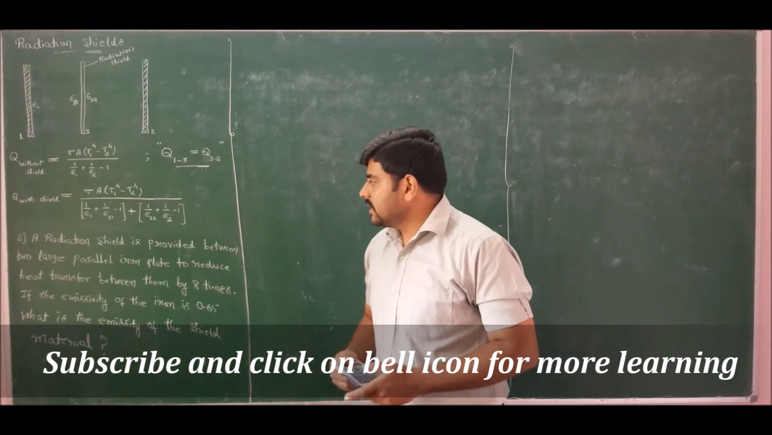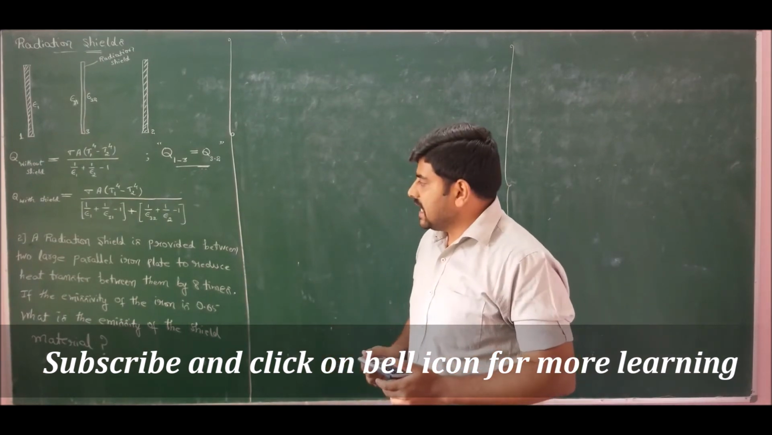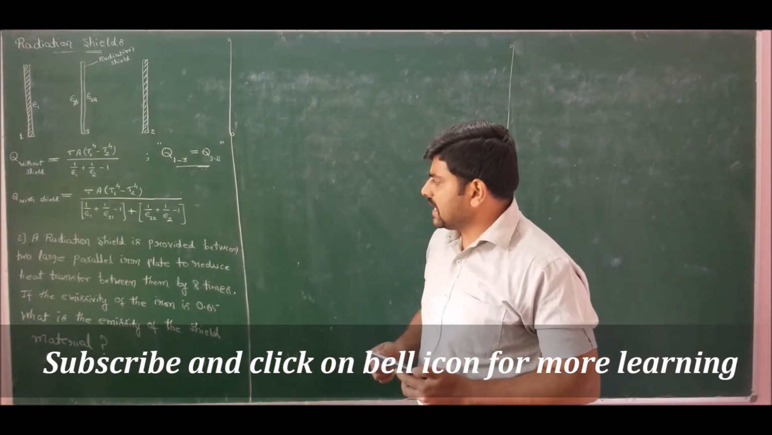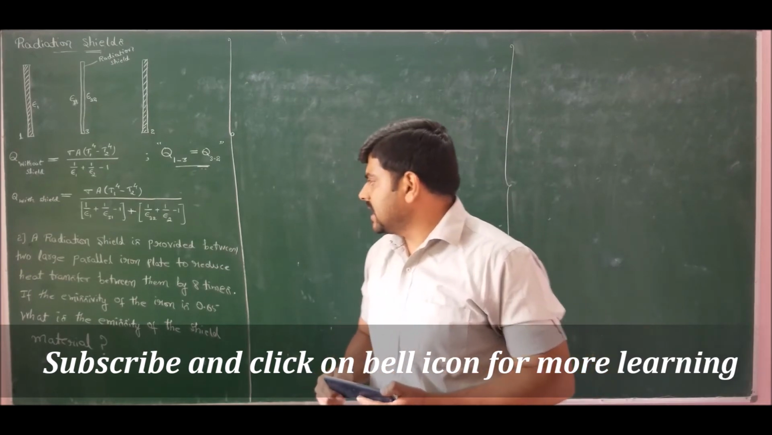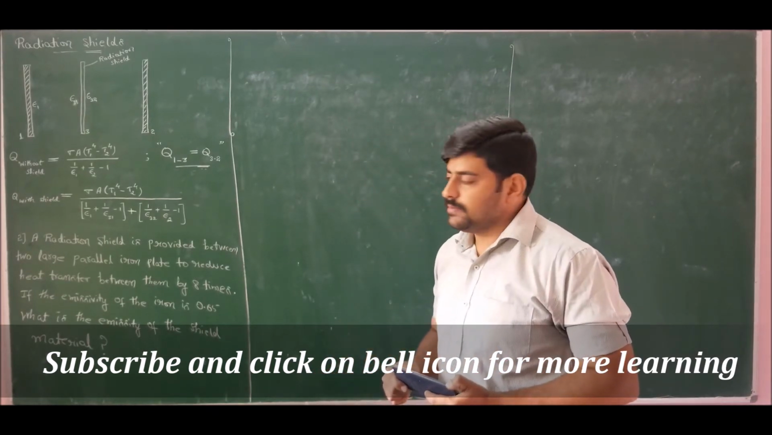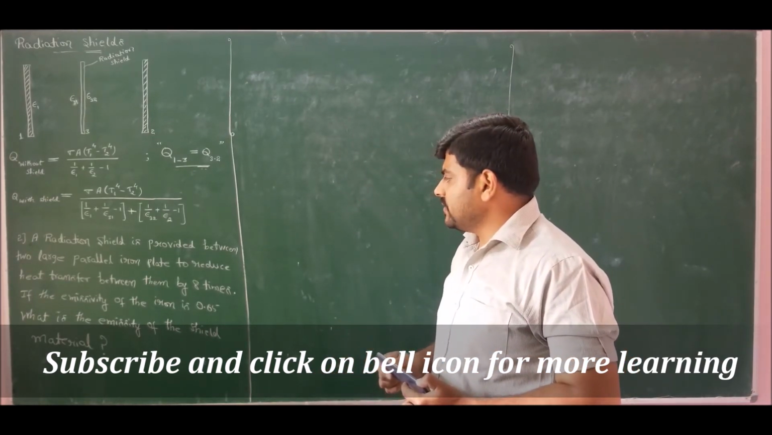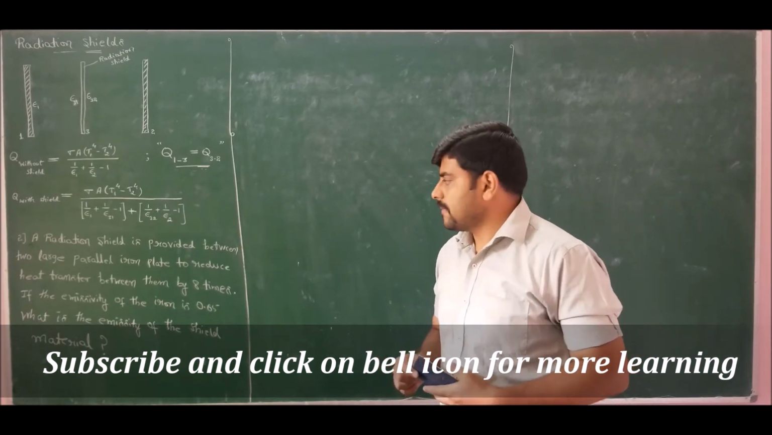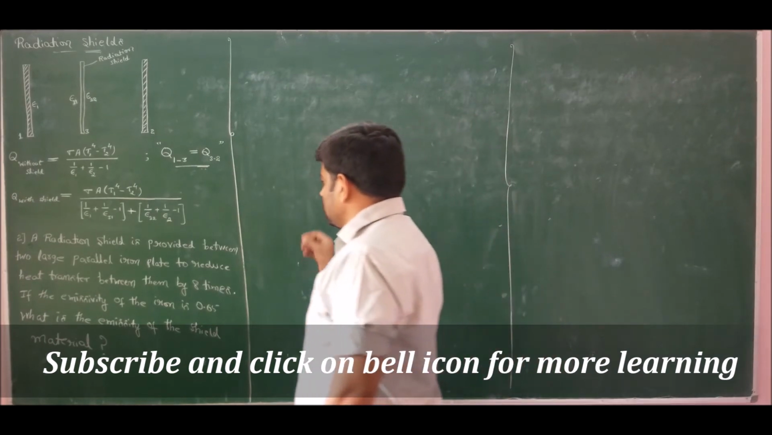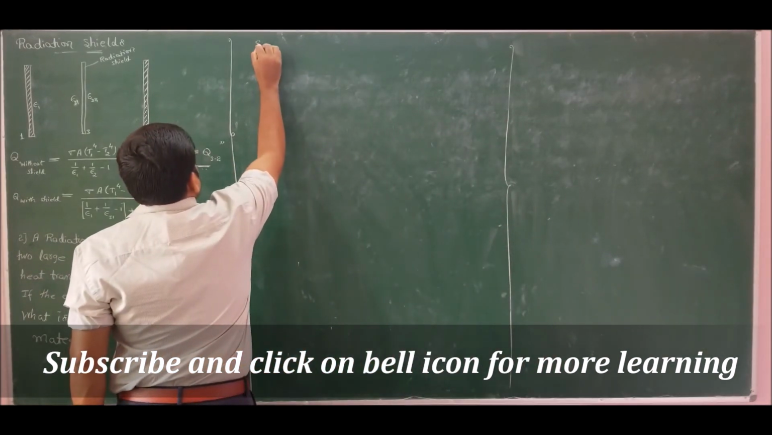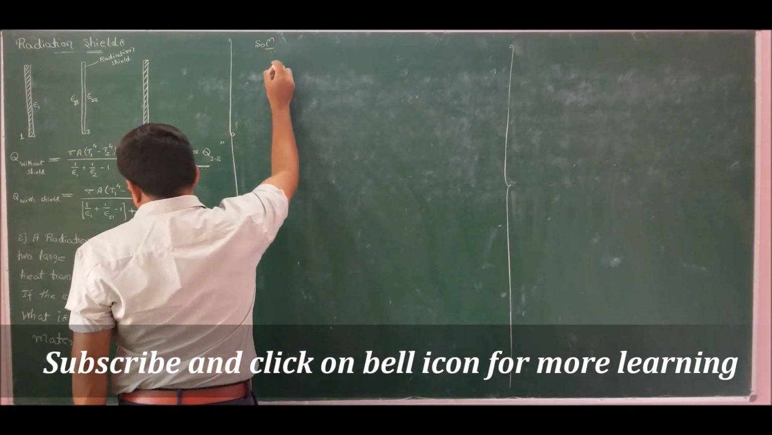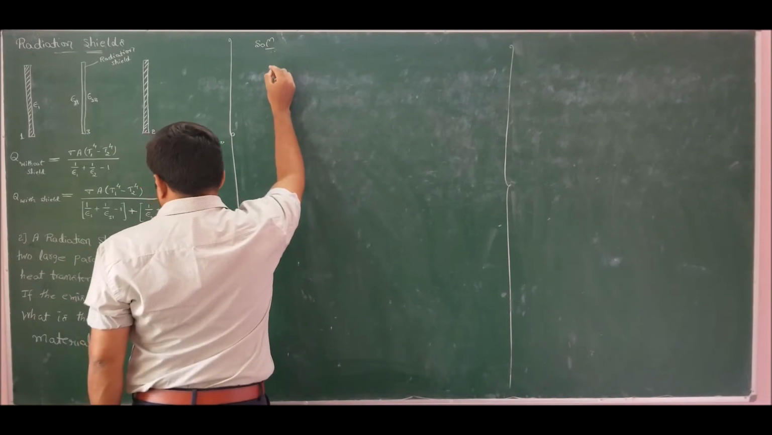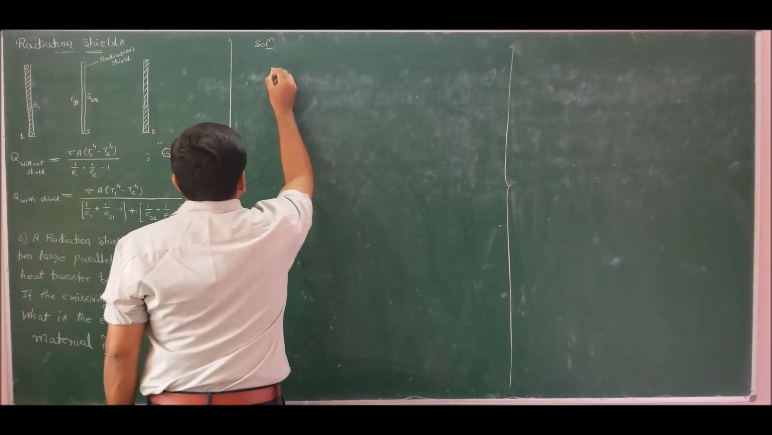Next, moving ahead, problem number 2 states that a radiation shield is provided between two large parallel iron plates to reduce heat transfer between them by 8 times. If the emissivity of the iron is 0.65, what is the emissivity of the shield material? Let us solve this problem. So if I move to the solution, we have two large parallel iron plates.